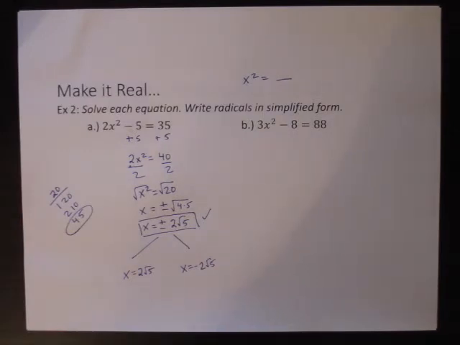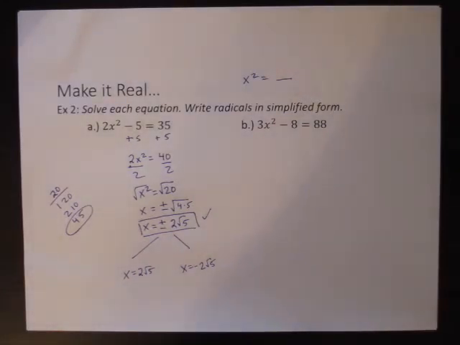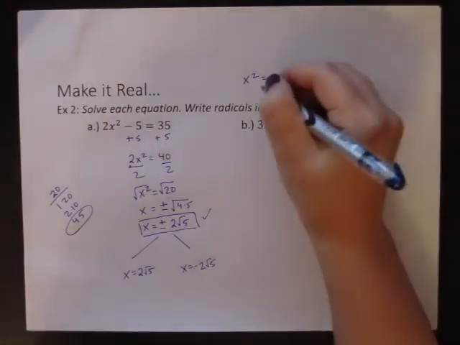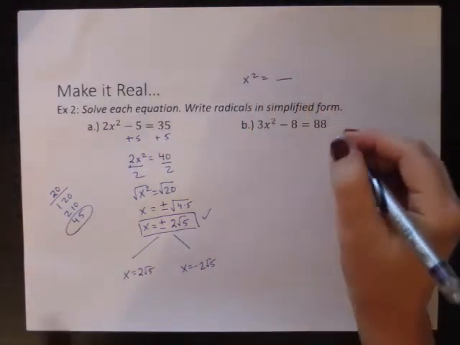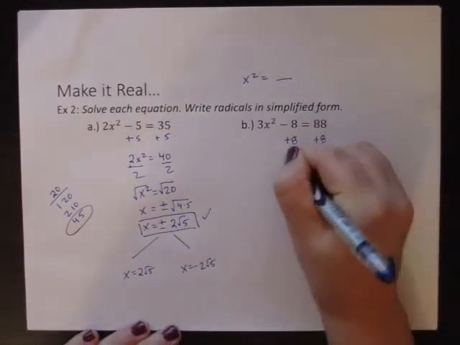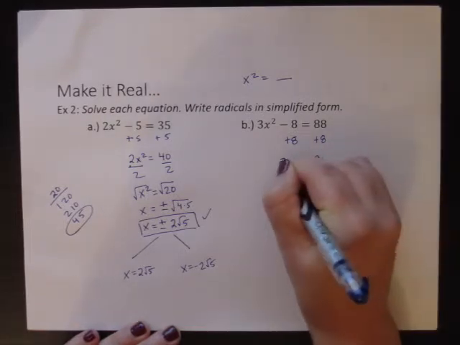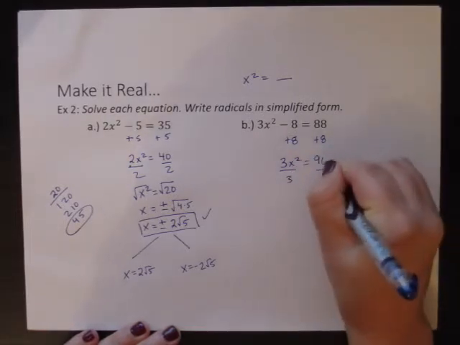Okay, so I have 3x squared minus 8 equals 88. First thing I notice is that I'm missing a b. So what I'm trying to do is get into the form of x squared equals a number. First thing I'll do is add 8 on both sides. So I get 3x squared equals 96. Got to get x squared by itself, so I'm going to divide both sides by 3.